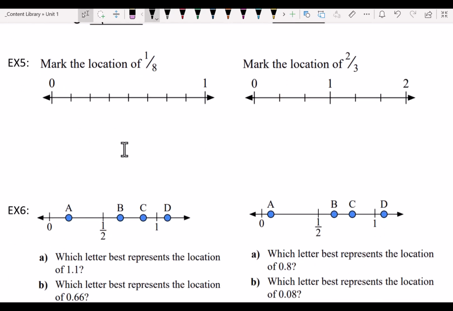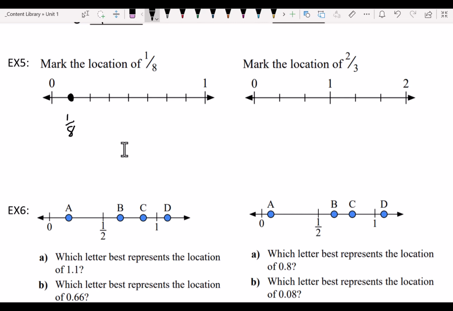In this example, we want to mark the location of 1 over 8. So we could kind of assume that there's going to be 8 sections here. So 1, 2, 3, 4, 5, 6, 7, 8. Yeah, we confirm that. So we want to mark the location of 1 out of 8. So then that would be right here because that's the first tick mark out of 8 sections. So that will be 1 out of 8.